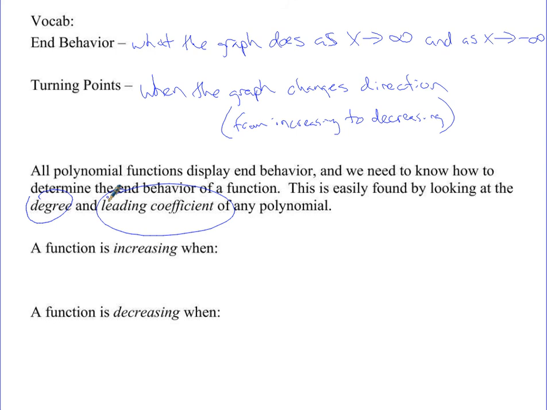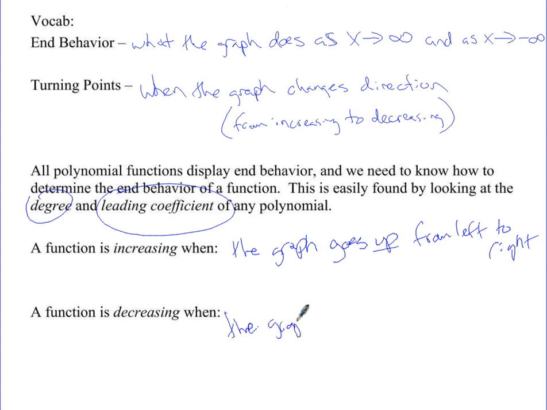A function is increasing on the graph when the graph goes up from left to right. A function is decreasing when the graph goes down from left to right.